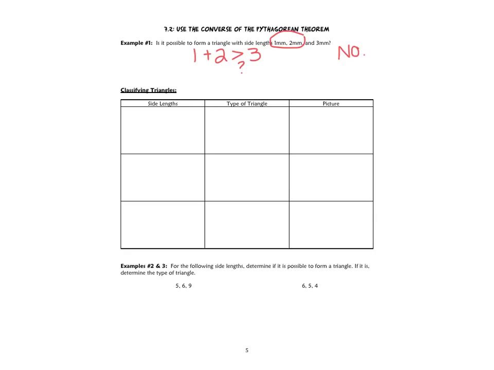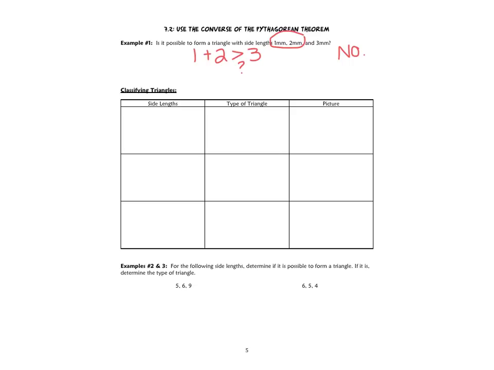I don't have to check the other two cases because the third side, if it's the longest side, plus any of the other two sides is going to have to be greater. So that is always going to be true. 3 plus 2 is greater than 1, because 3 is bigger. And then 1 plus 3 is greater than 2, of course, because 3 is the longest side.